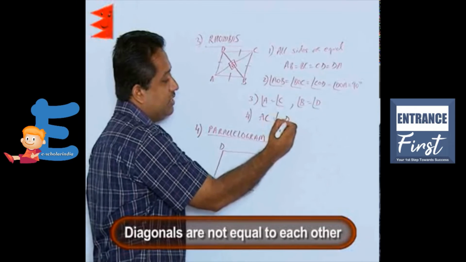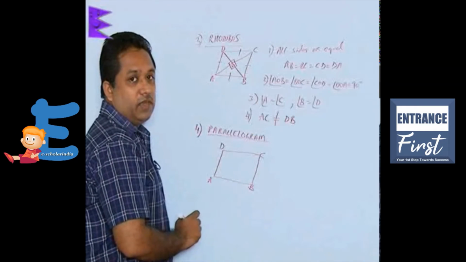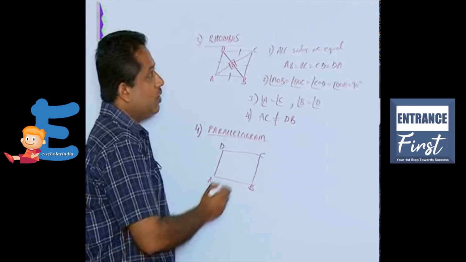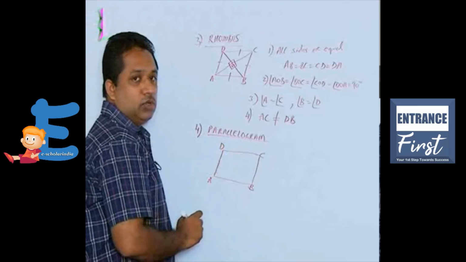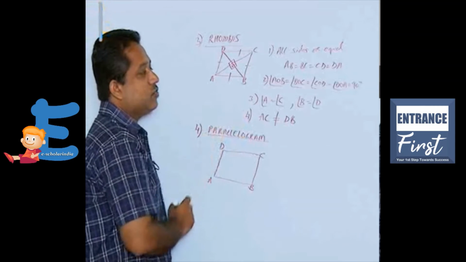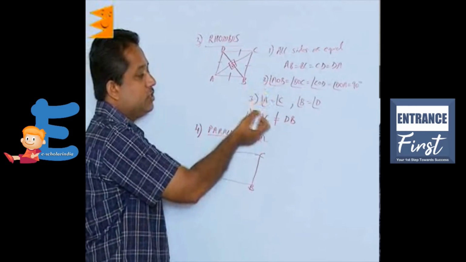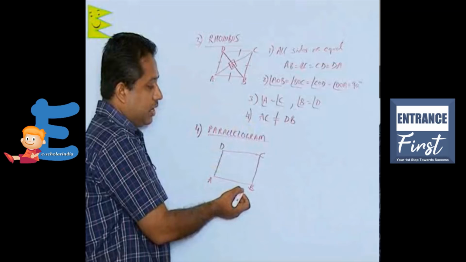So AC and DB will not be equal. However, in a square they were found to be equal. So you can be asked to differentiate between a square and rhombus, or you could be asked to find out the similarities between a square and rhombus based on its properties. How is it different from a parallelogram?